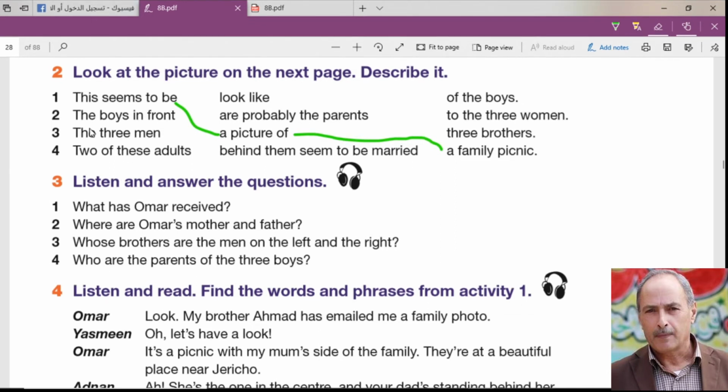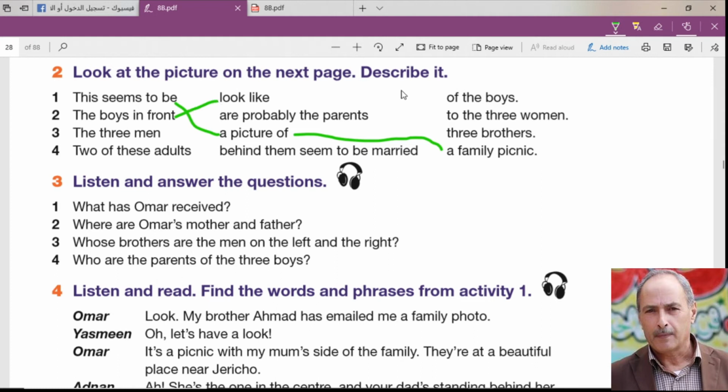Now we go to number 2. The boys in front look like, it could be, ممكن, خيار ممكن. The boys in front are probably the parents. هون في عنا contradiction in meaning. في تناقض في المعنى بين boys بين parents لأن parents تعني أولياء أمور. إذا نستثني هذا الخيار. In front can't be followed by behind. إذا نستثني هذا الخيار أيضا. يظل عندنا هذا الخيار اللي هو right choice. The boys in front look like.